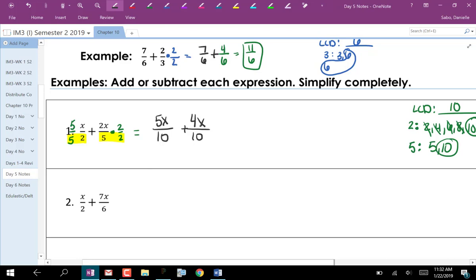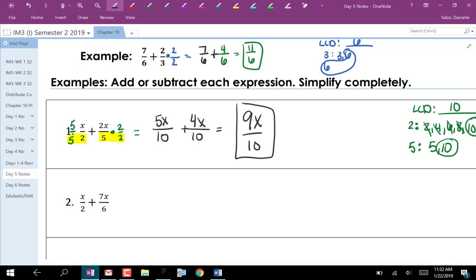Well, now we're back to what we did on Thursday. You just combine them because now they have an LCD. They have a 10 as a common denominator. So 5 plus 4 gets me what? 9. So I have 9x over 10 is my final answer. Okay, it takes some time.